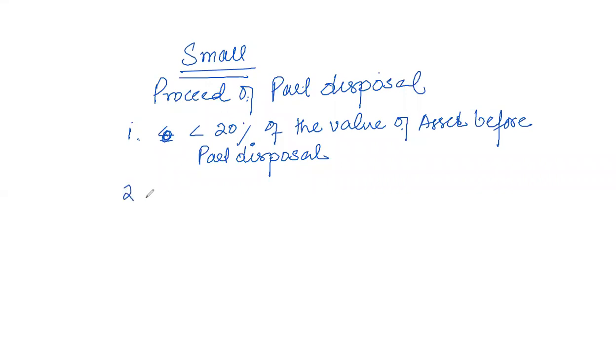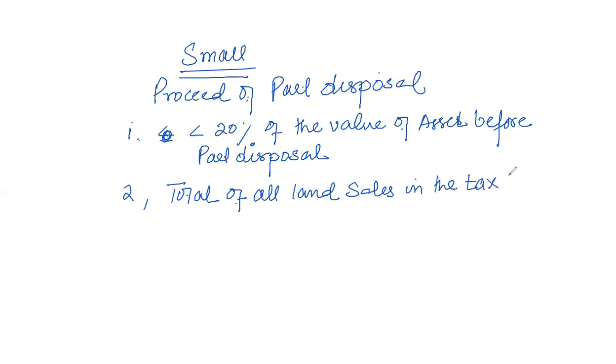Or you can say that the total of all land sales in the tax year is less than 20,000. So in a particular tax year, if the sale proceeds are less than 20,000, then we can say that this is considered to be a small disposal.